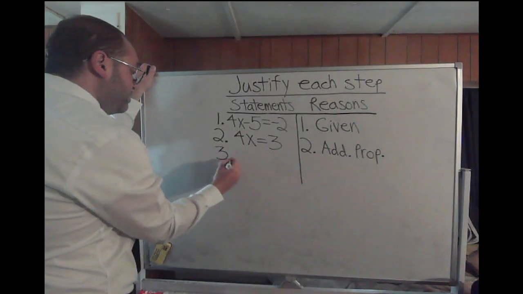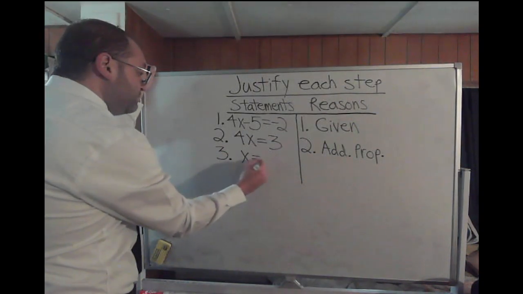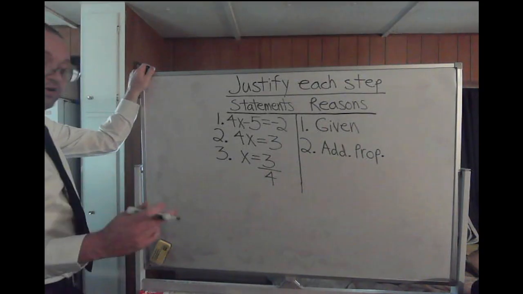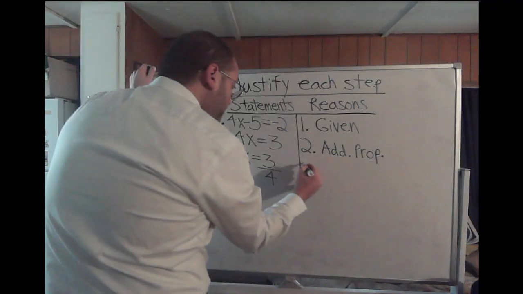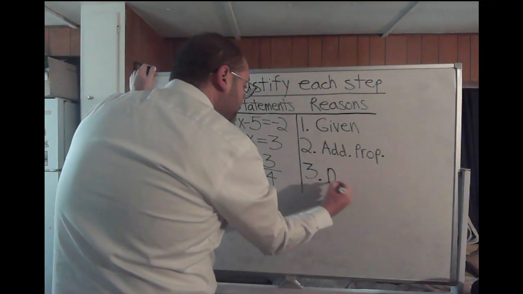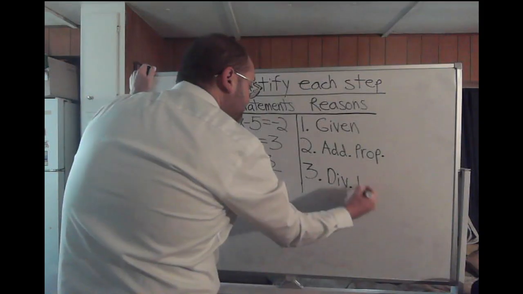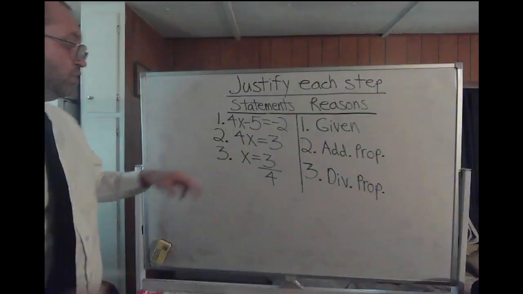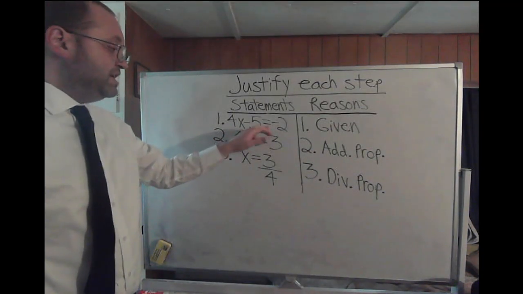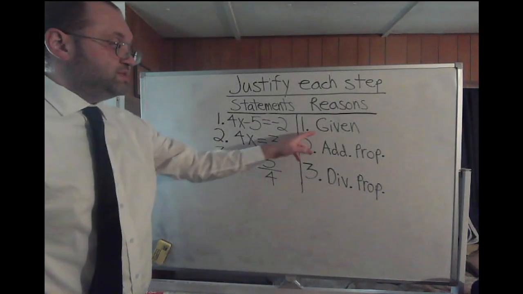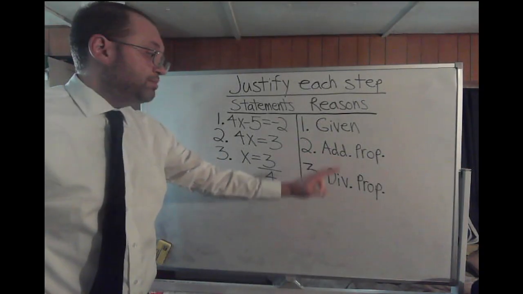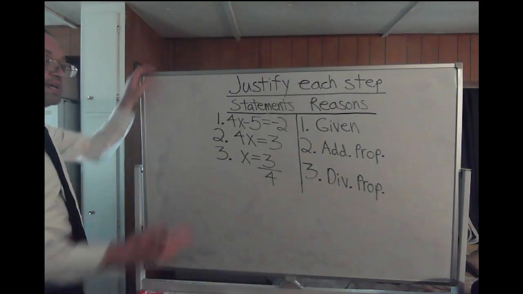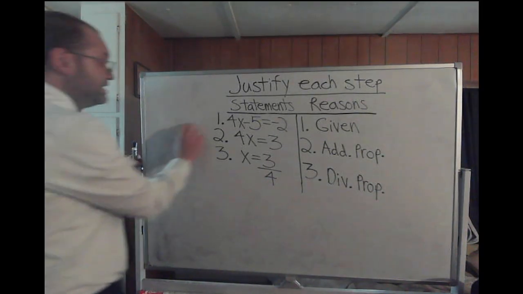And then finally for part 3, we have x equals 3/4. We've arrived at the answer of x equals 3/4. How do we get there? We had to divide both sides by 4. So reason 3 would be the division property. You could abbreviate it div prop. So we got from 4x minus 5 equals negative 2 all the way to x equals 3/4 by using the given information, by using the addition property, then the division property. It's simply basically just explaining what you did to get there. That's really all that is. It's really not that bad.